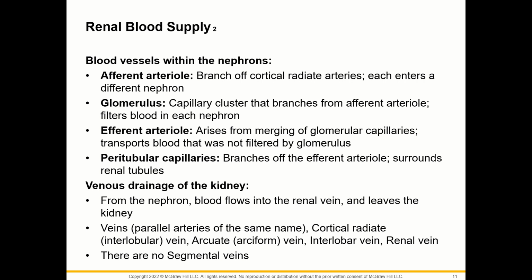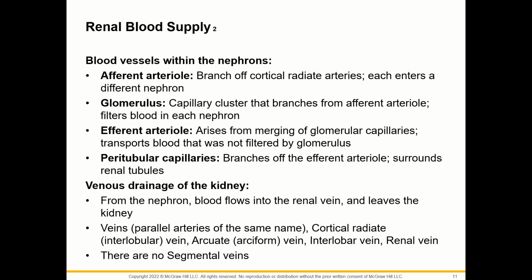The glomerulus is a capillary cluster that branches from the afferent arteriole, and it filters blood in each nephron. Efferent arteriole arises from the merging of glomerular capillaries, and it transports blood that was not filtered by the glomerulus. The peritubular capillaries branch off of the efferent arteriole and surround renal tubules.